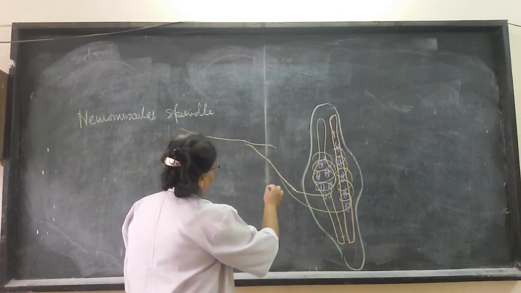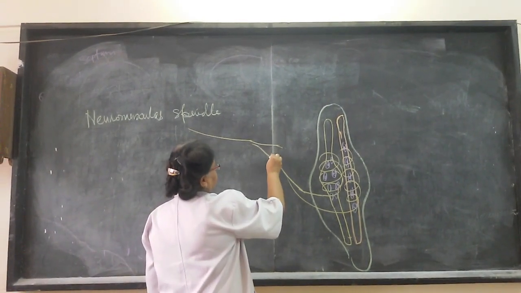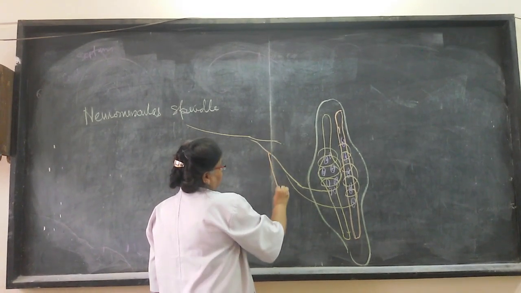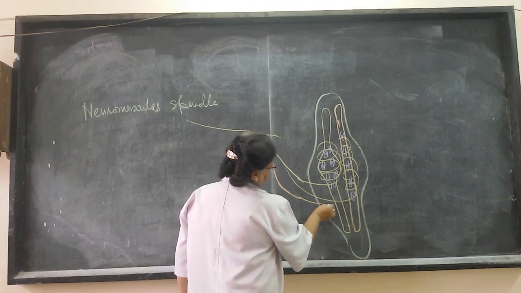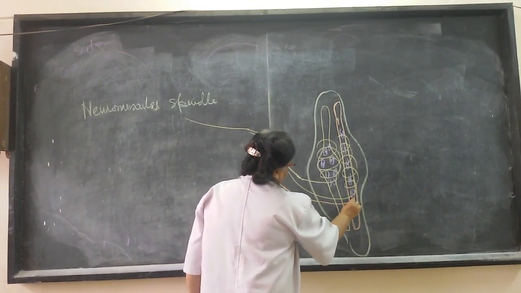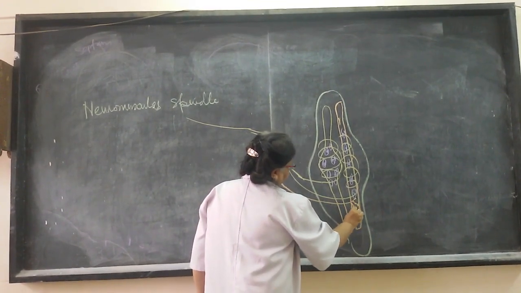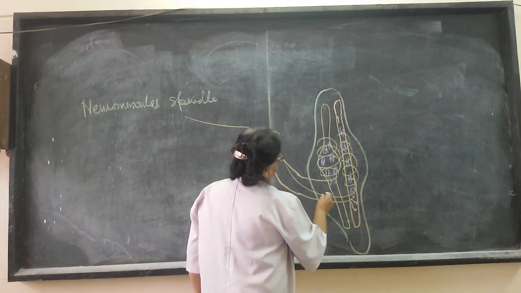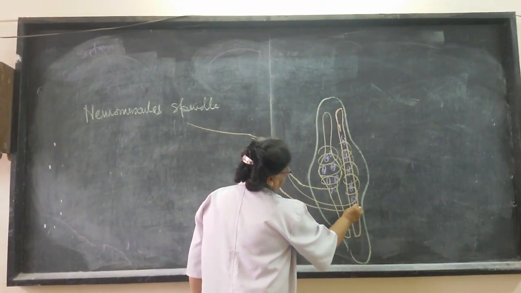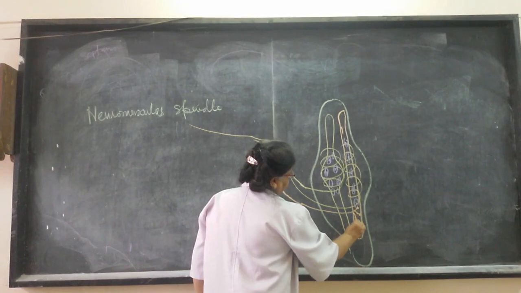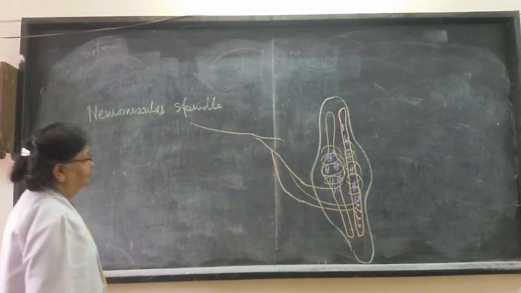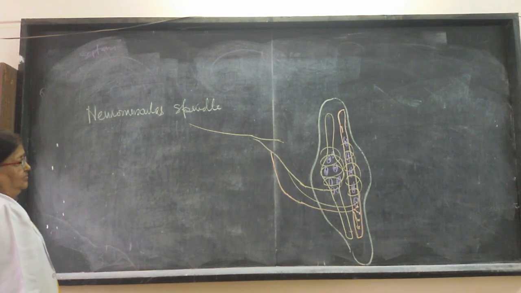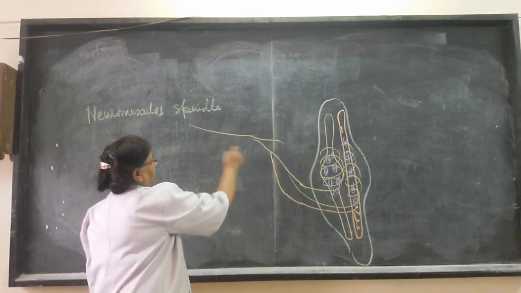The other mode of termination of these sensory fibers is known as the secondary type of termination, also known as flower spray. This type of arrangement is known as flower spray arrangement. These are the sensory fibers.